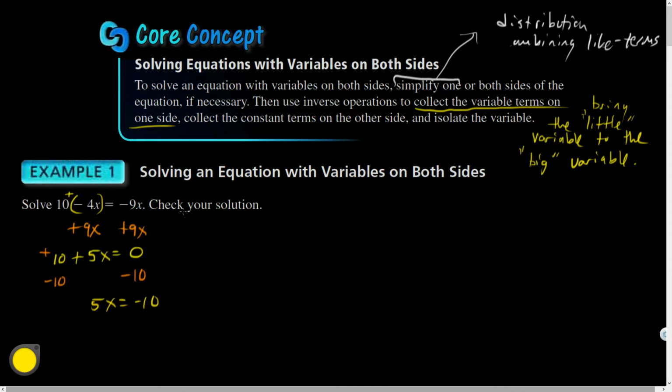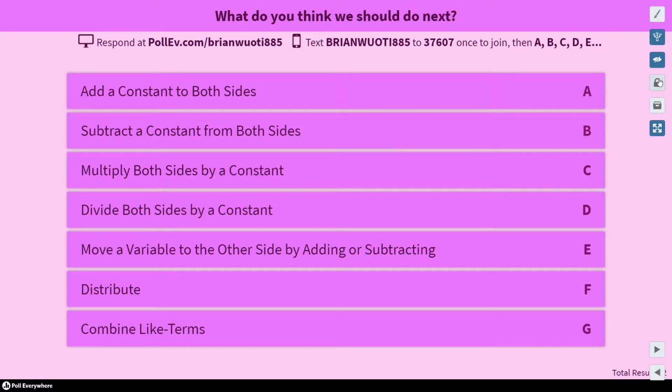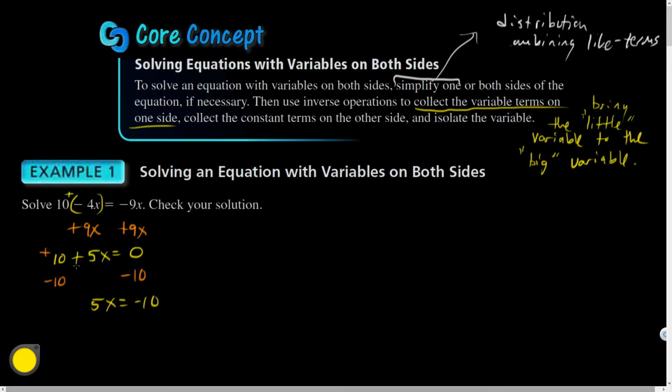All right, vote. What's the next move? 5x equals negative 10. Trinley's voting right now. All right, 3. Come on. There's something you can figure out real quick. You either know it or you don't. And if you don't, then we'll talk about it. That's fine.